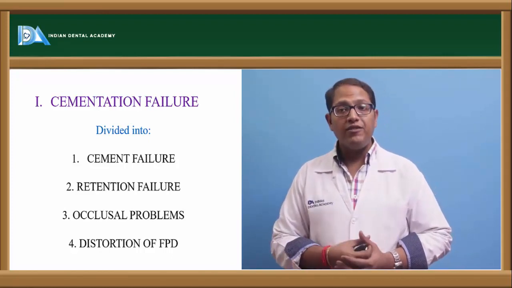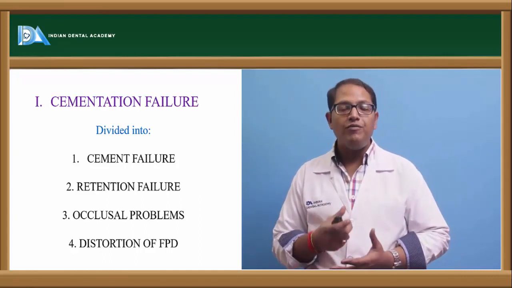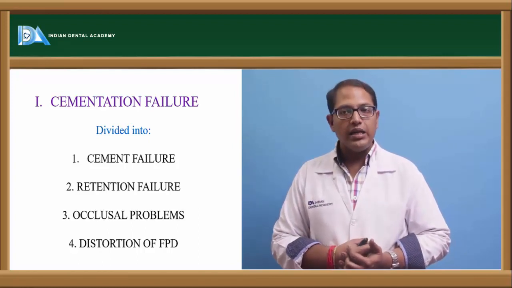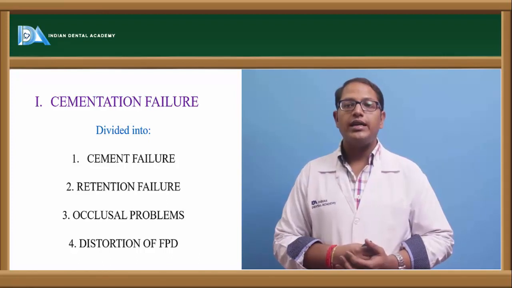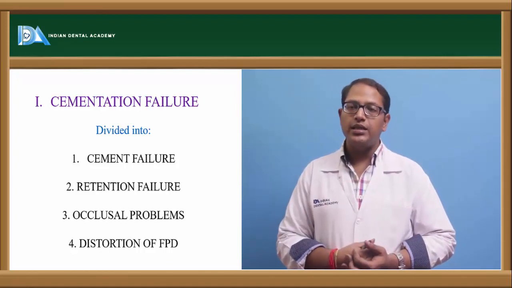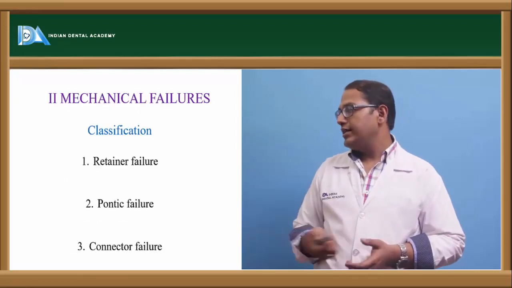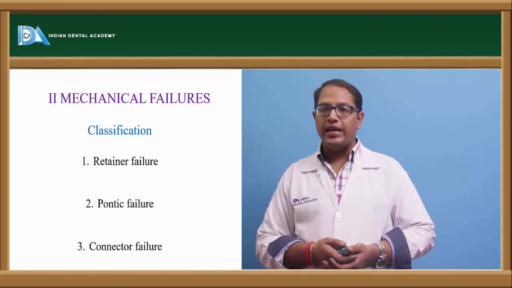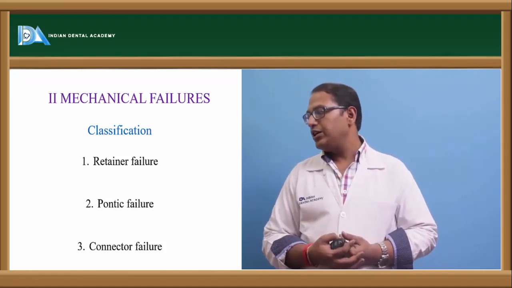Bending of long span FPD, what are the reasons for that? Thin crowns, if we use soft metal for casting, heat treatment not being done, porosity already present in the metal, or contaminated metal can all lead to bending of a long span fixed partial denture. Next, let's come to the mechanical failures which can cause failure of FPD.